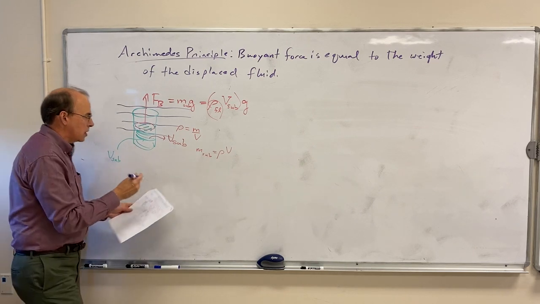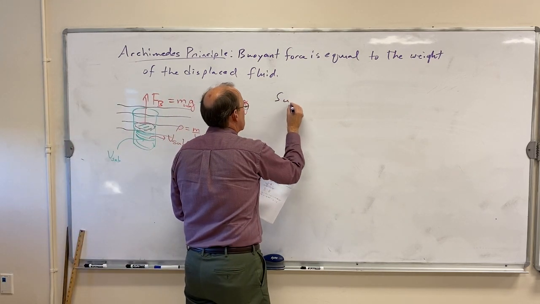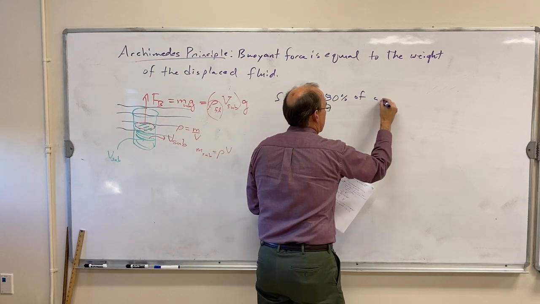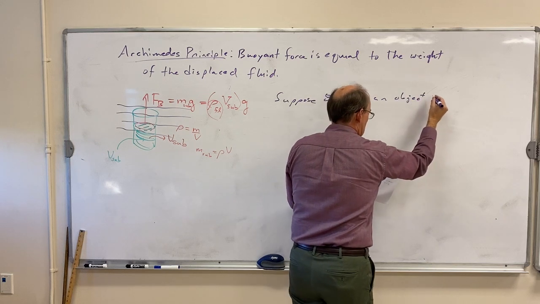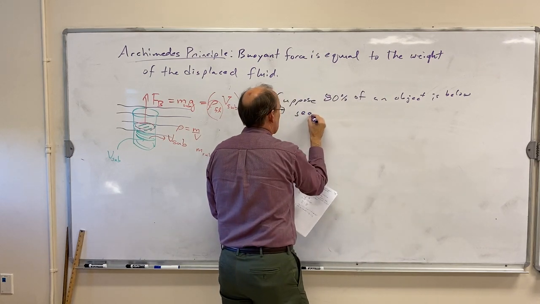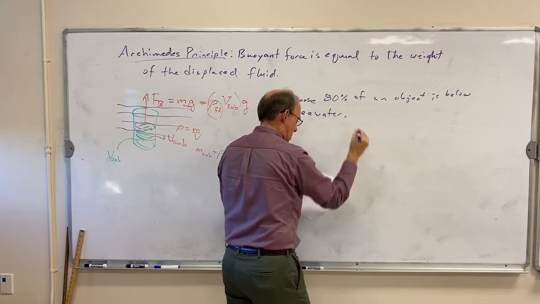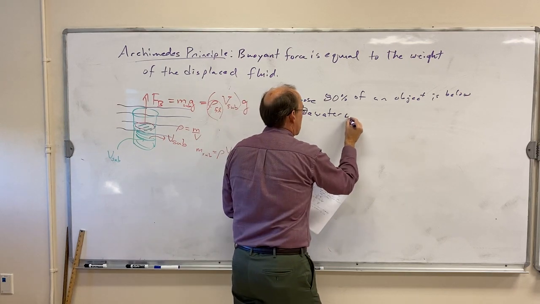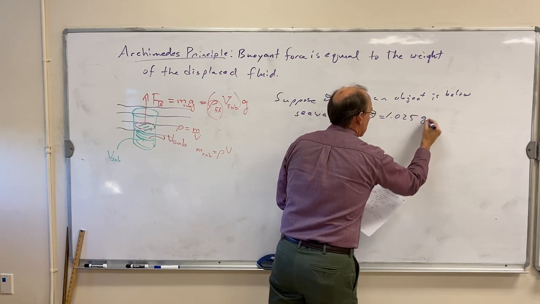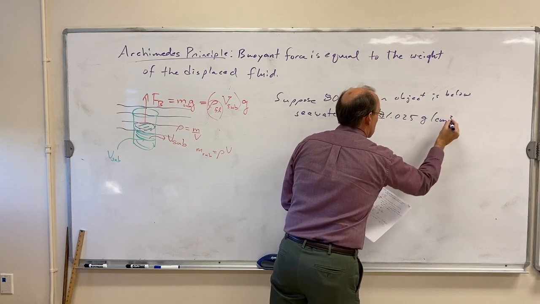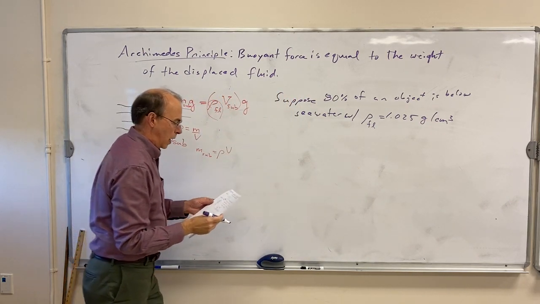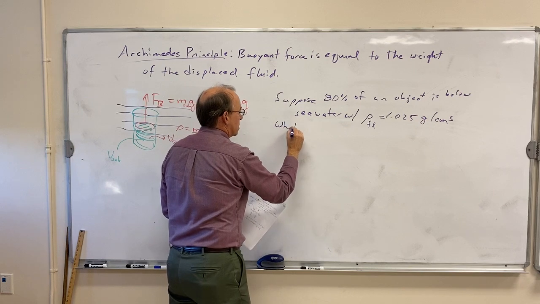So let's do an example like I've got here. Let's suppose 80% of an object is below seawater, with density 1.025 grams per cubic centimeter. That's the density of the seawater, the density of the fluid, not the object. What I want to know is what is the density of the object?